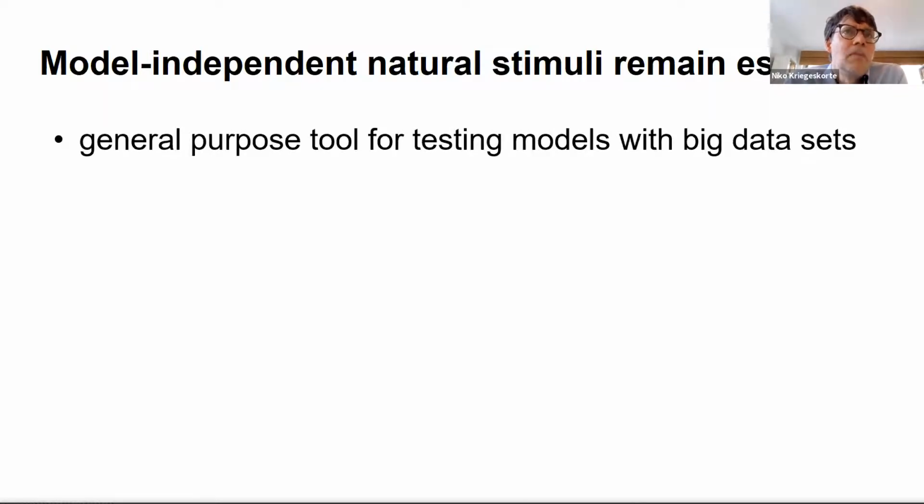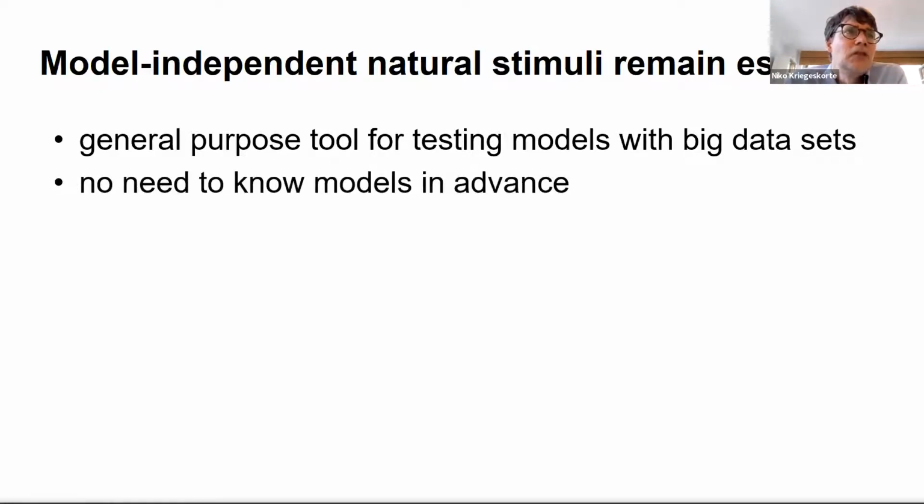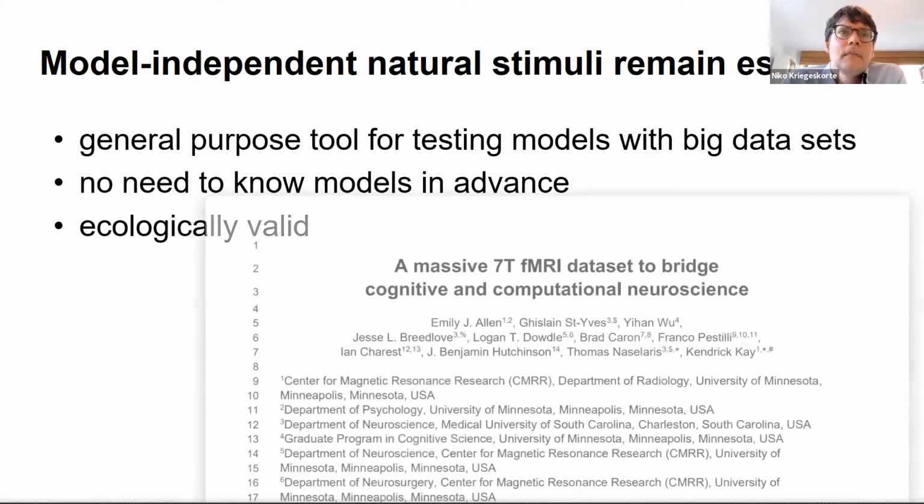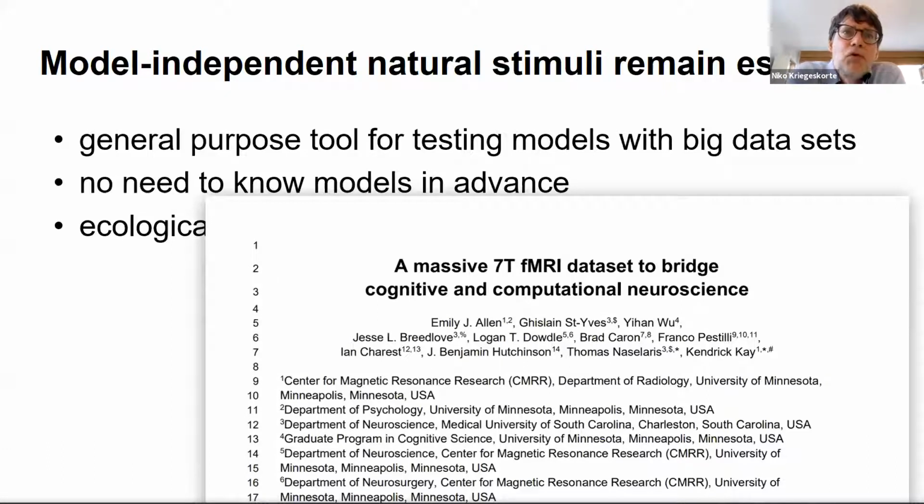So natural stimuli provide a general purpose tool for testing models with big data sets. There's no need to know the models in advance. That's a big advantage of natural stimuli. And they're ecologically valid. I'm particularly excited about this project, spearheaded by Thomas Nassalaris and Kendrick Kay, where they acquired this massive 7 Tesla data set with a big set of natural stimuli. And we're excited about starting to analyze this data set because it's really a very rich resource and very useful.